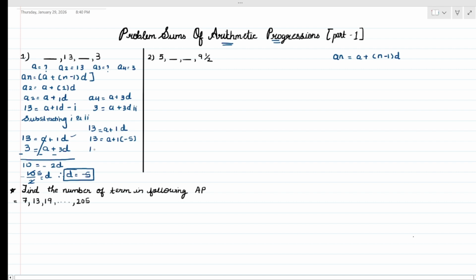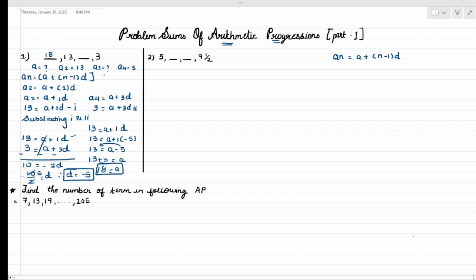Okay. So 13 will be equal to A plus, plus times minus gives me minus 5. Now we are changing the sign of our 5. So as the side changes, the sign also changes. So 13 plus 5 equals my A. So it becomes 18 is equal to A. So my value of A becomes 18. So I got my value of A is equal to 18.